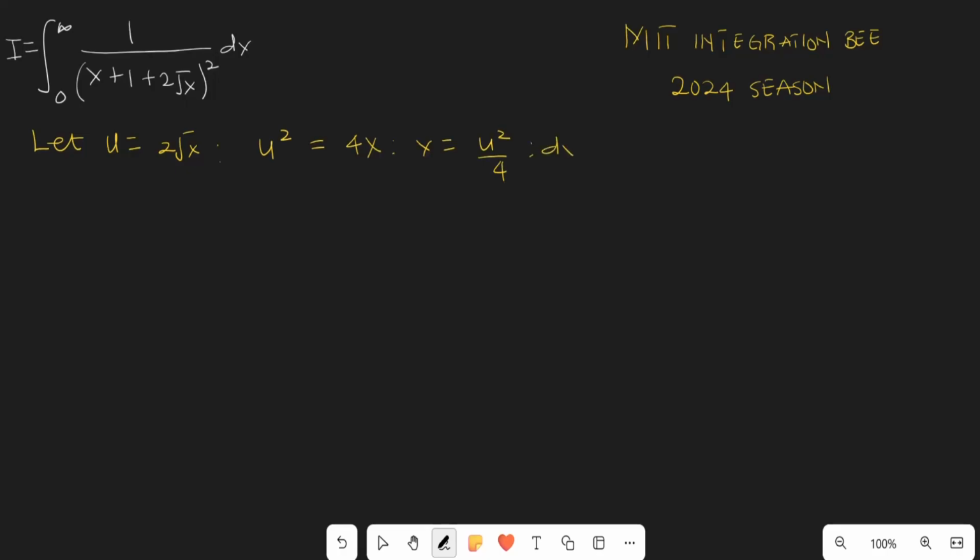So dx is going to be u over 2 du. That is differentiating u squared over 4, we get u over 2. So in place of dx, we can replace that with u over 2 du.